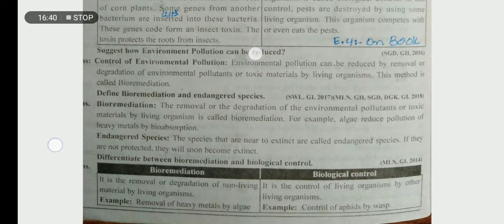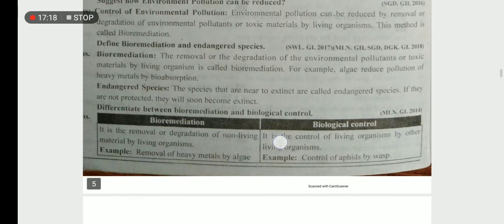Suggest how environmental pollution can be reduced. It can be reduced by the degradation or removal of the environmental pollutants or toxicants by living organisms, and this is known as bioremediation. Define bioremediation and endangered species. Bioremediation was discussed in the previous question. While endangered species are those species that are actually not extinct, they are present but in very small numbers, or you can say that they are near to extinction. It means that they are in danger of being exhausted.